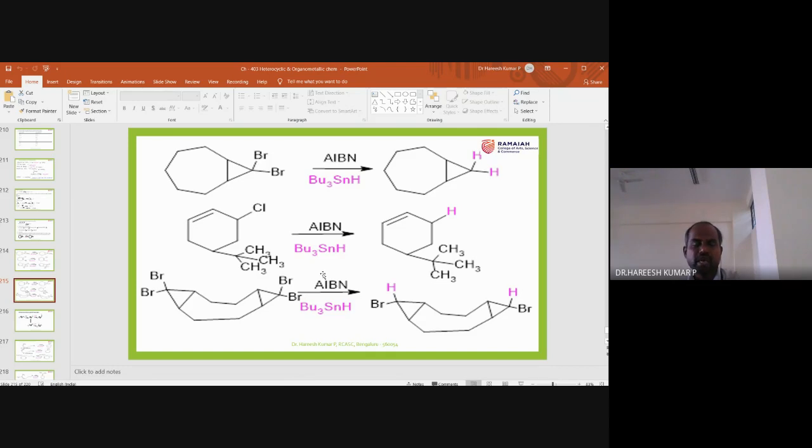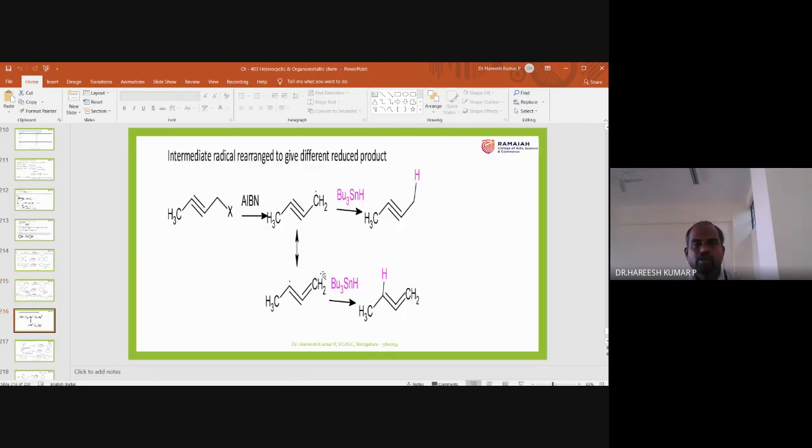So with this, I will go to the next slide. Look here. This is one. I think you know that this is the intermediate. How is this intermediate obtained? When AIBN, a radical initiator, is initiated, that radical is treated with an alkyl halide. So there will be a clear homolytic cleavage here, forming a radical here, forming a radical here.